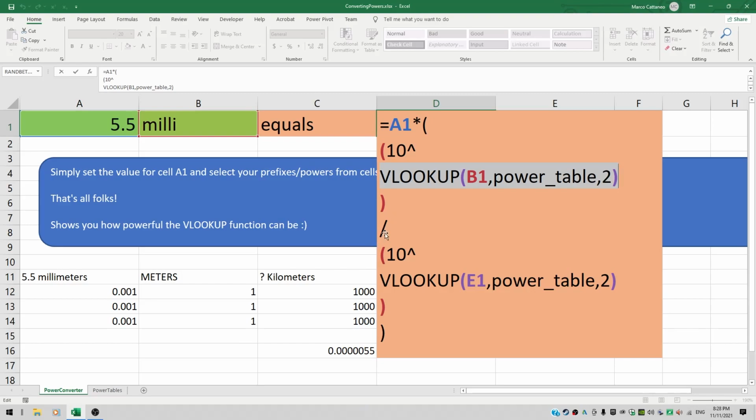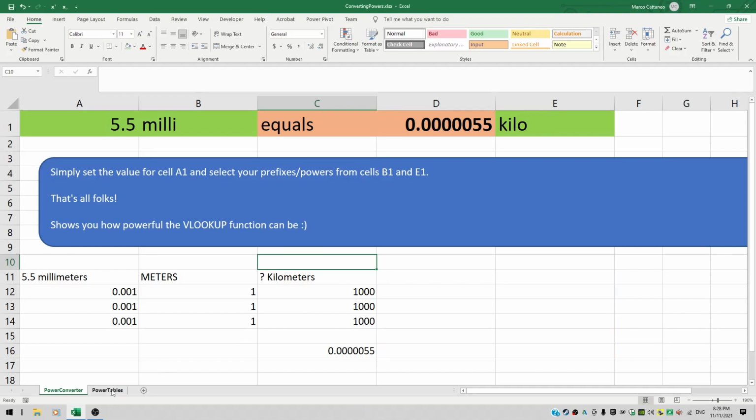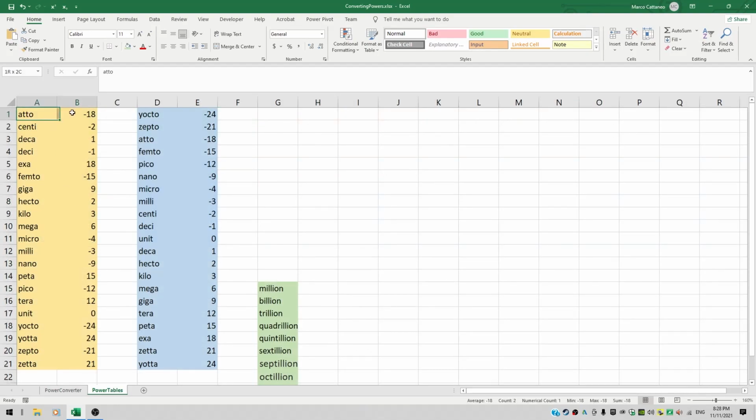Then it divides by 10 to the power of VLOOKUP. It looks for kilo because E1 contains kilo. Again, it looks in the same table. If it finds kilo, it returns whatever value sits in the second column. So let's have a quick look at our power tables sheet here, where I can actually find my VLOOKUP table. Remember, I'm going to look for milli initially. I find milli, I return minus 3. Then I look for kilo. Here we go, kilo. If I find kilo, I return 3. So 10 to the power of minus 3 divided by 10 to the power of 3 is 10 to the power of minus 6 times, of course, 5.5.